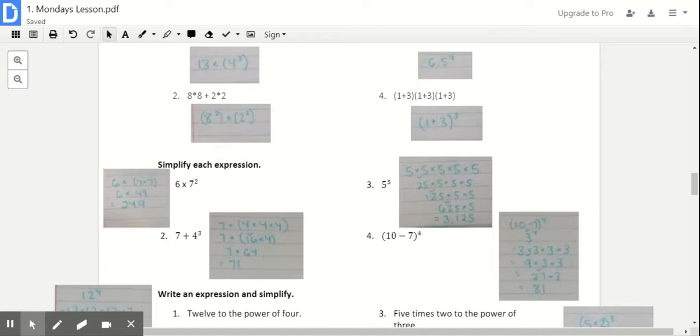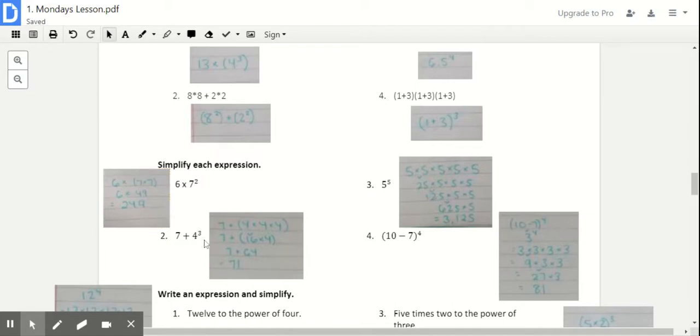So it says 6 times 7 to the second power. So I rewrote this as 6 times 7 and put the 7s in parentheses. So then I'm solving for the parentheses first, always. So now I have 6 times 49, which my final answer gives me 249.